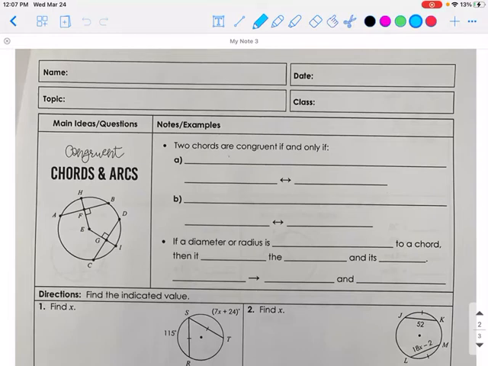Hey guys, today we're going to talk about congruent chords and arcs. So we should know what those are because they're in our vocabulary, right? Two chords are congruent if and only if their corresponding arcs are congruent.